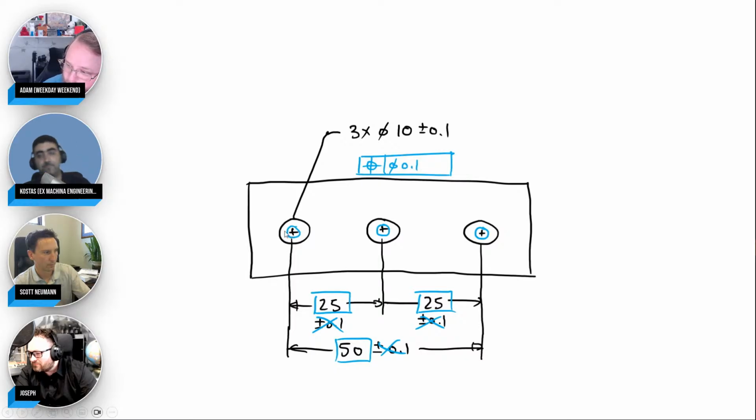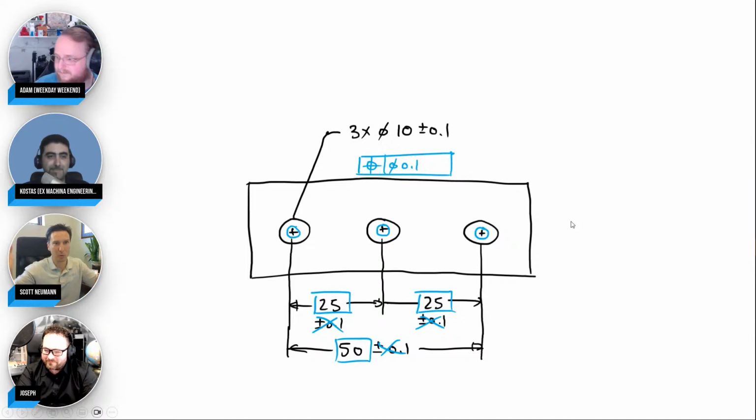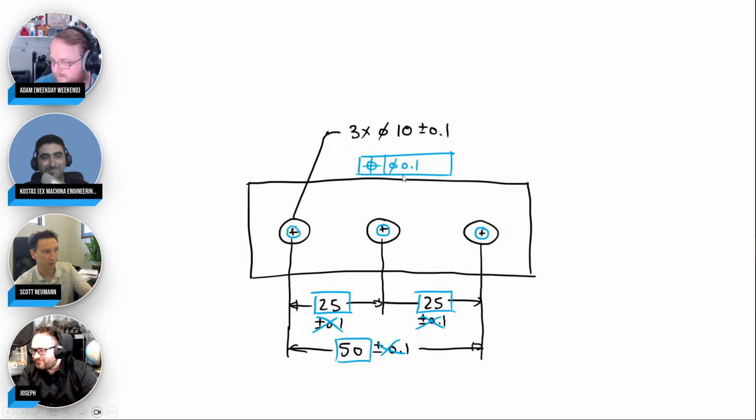0.05. This one can shift to the right, 0.05, plus 0.1, minus 0.1. Between these 2 holes, plus 0.1, minus 0.1. Between first and third, plus 0.1, minus 0.1. You had 100 more holes, and it's still plus minus 0.1 between 2 holes. It's amazing. You don't tolerance the dimensions. That's what gets you in trouble. You tolerance the features and say these 3 features have to be located within 0.1.